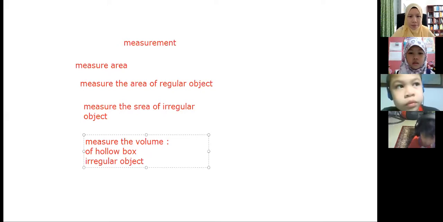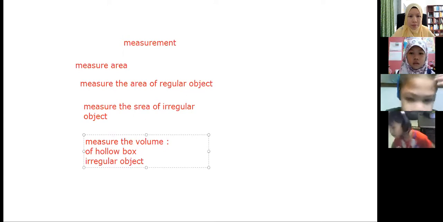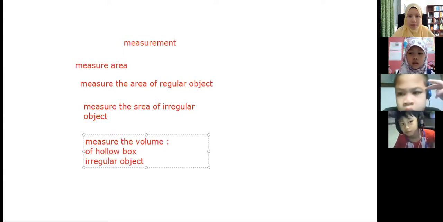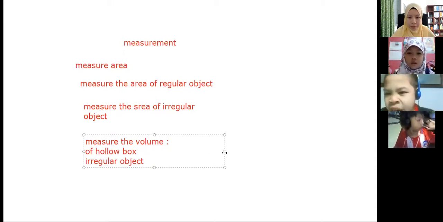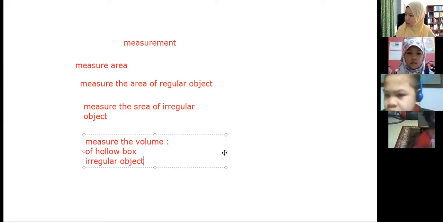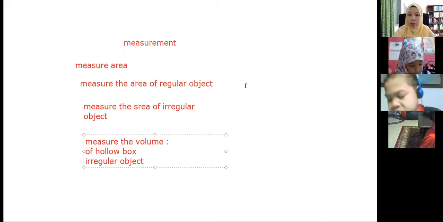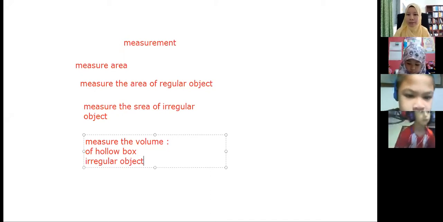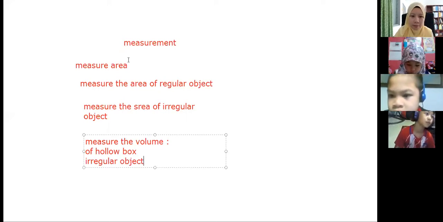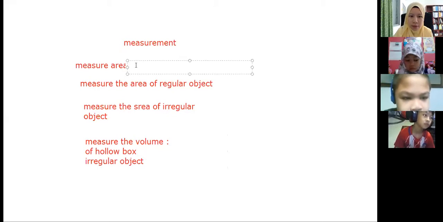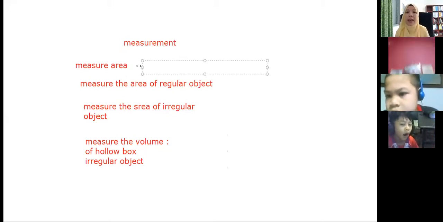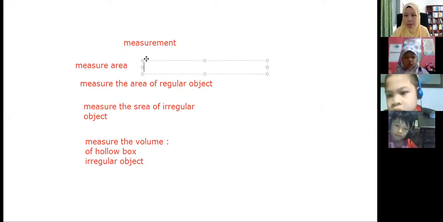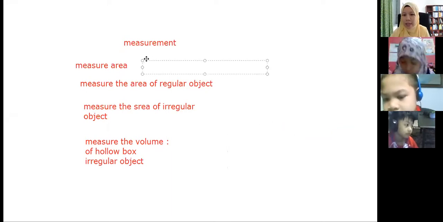Okay, now I want to ask Amir Irshad. Do you still remember the unit that we use to measure the area? Unit apa kita guna? Ingat lagi tak? Amir Irshad, can you hear me? What is the unit that we use to measure the area?